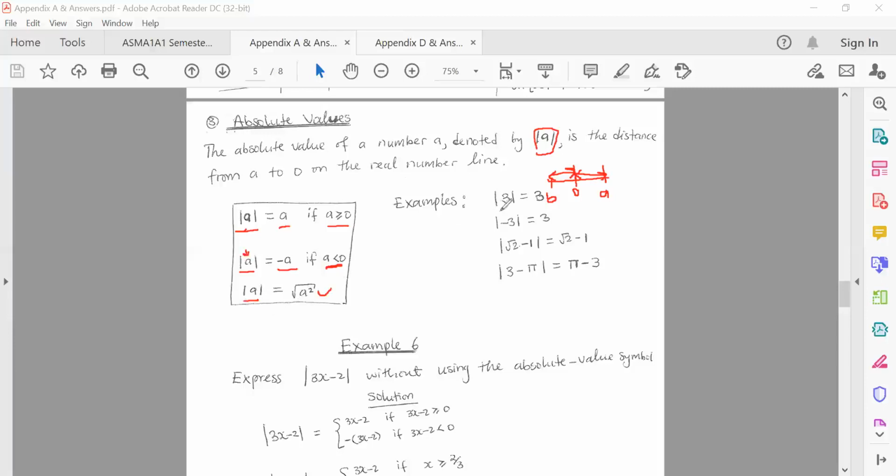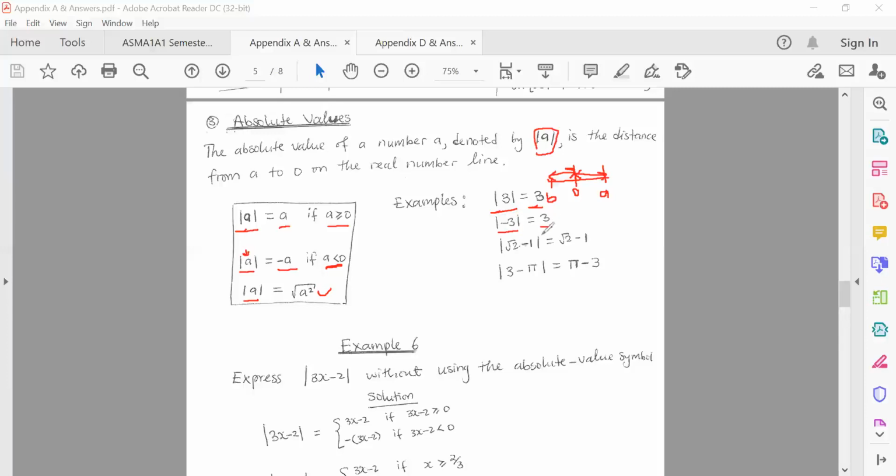For example, let's look at this. What is the absolute value of 3? It's 3 because 3 is a positive number. What is the absolute value of minus 3? It's 3, but I'll explain how you also got 3. We said that if it's negative, you use minus the original value. So it becomes minus minus 3, which is why you still have 3. So absolute value will always be positive.